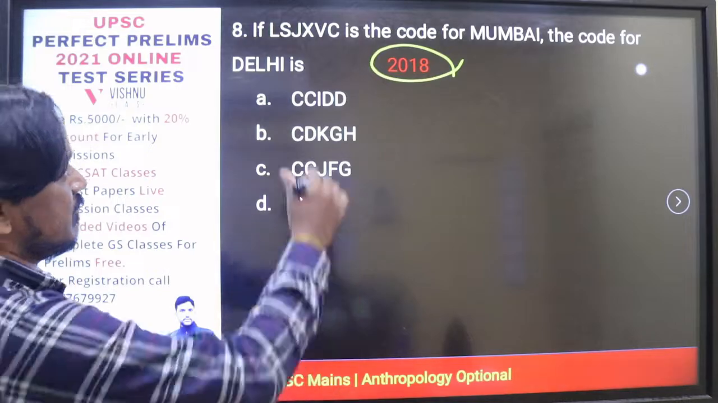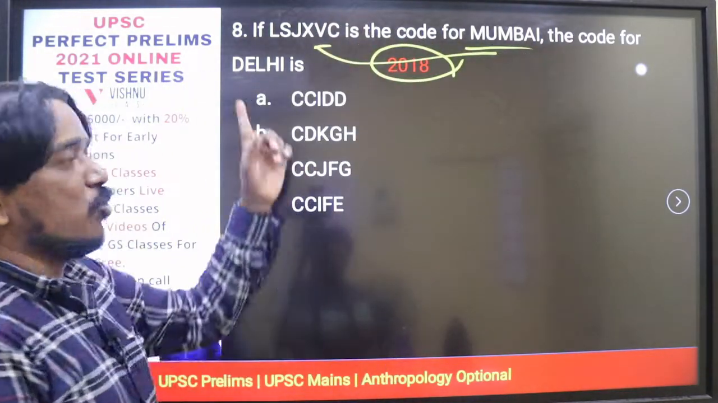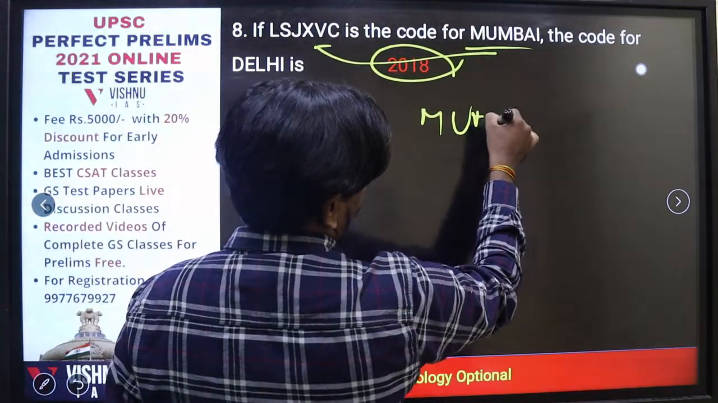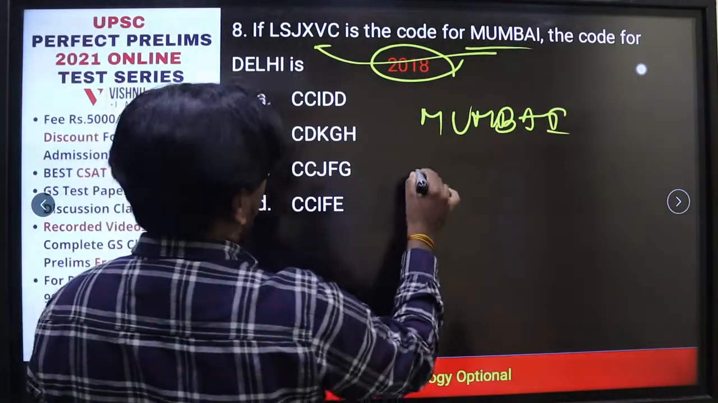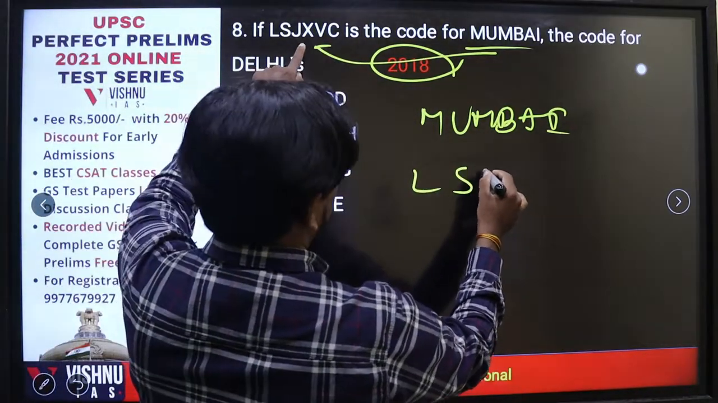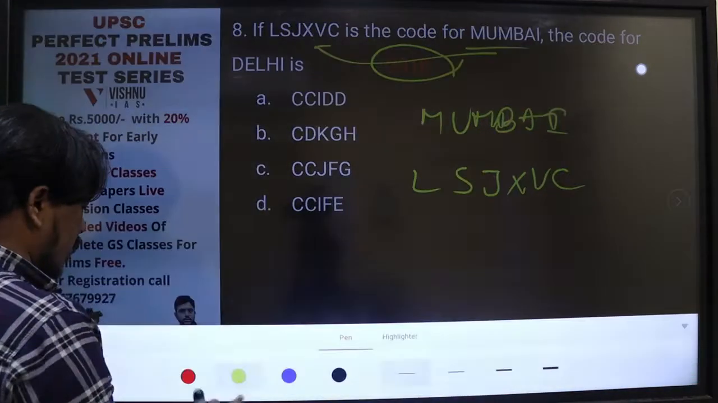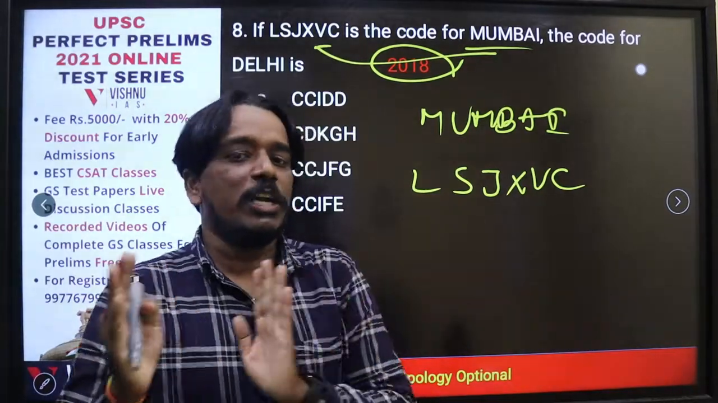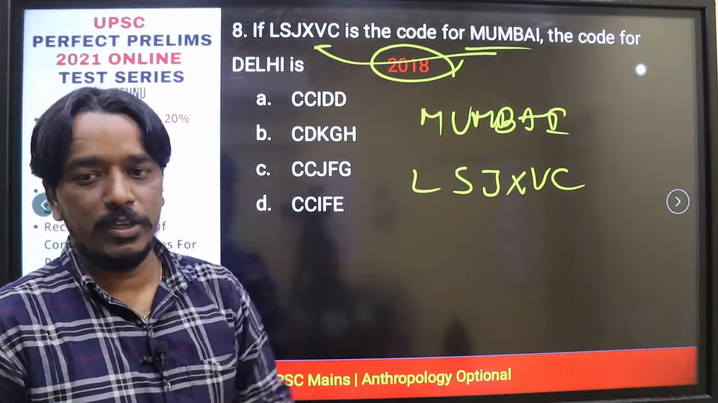But what is the pattern? Just understand here. Clear? Mumbai is coded this way. What is the code for Delhi? Clear? So how is it written here? Just observe L, S, J, X, V, C. How simple the questions they are giving. Whatever models we covered just now, all the models are similar to this. But whatever models we have taken, this is one of the important models. Just understand what we are doing.